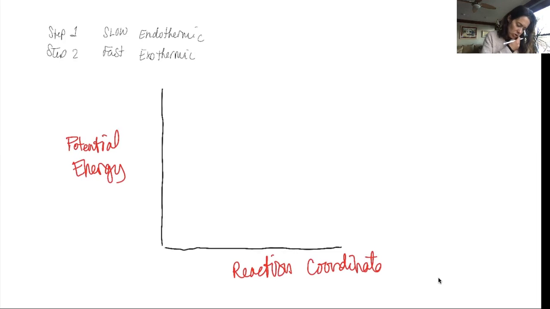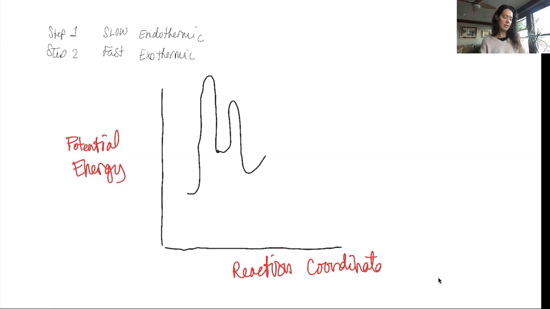Okay, so we have a slow step that is endothermic first. So let's start here. Let's give it a high activation energy, and let's have the products have a greater amount of energy than the reactants. And then we have a fast step, so we have a lower activation energy, and it is exothermic, so the products have less energy than the reactants.